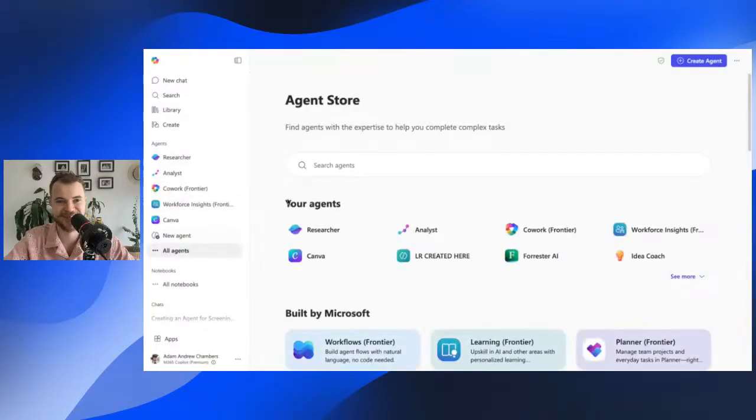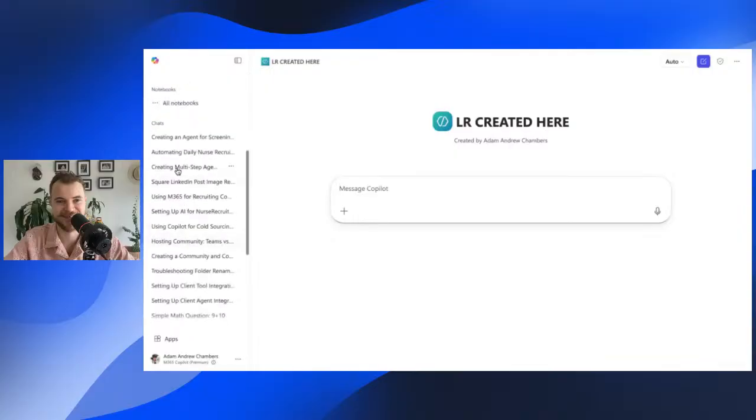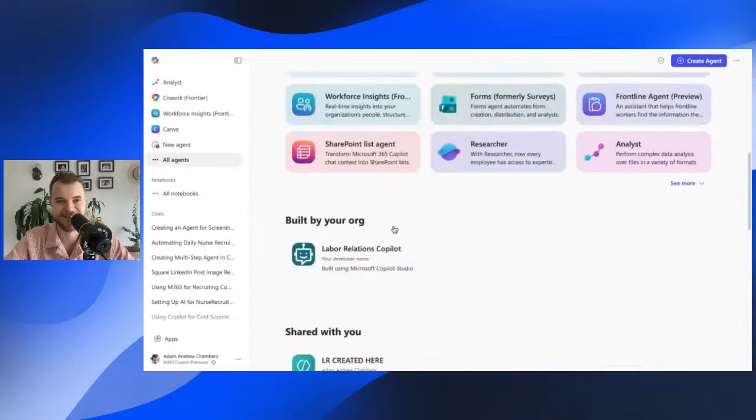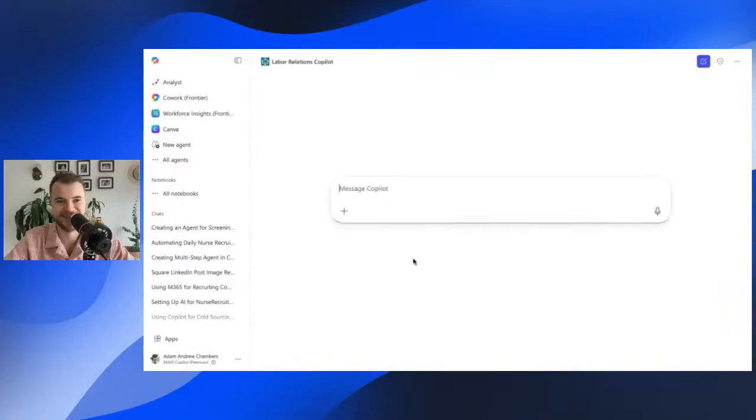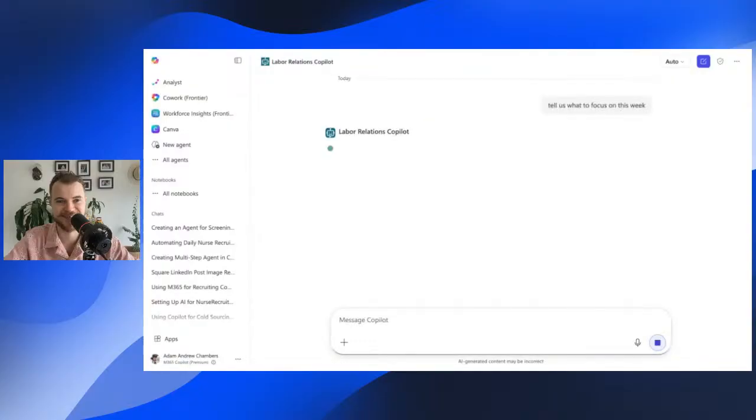Here's a few more that I've been playing with. So labor relations tracker, which I mentioned earlier. Help employees stay informed, productive, and connected. Tell us what to focus on this week. This is connected to my arbitrations and grievances spreadsheet.